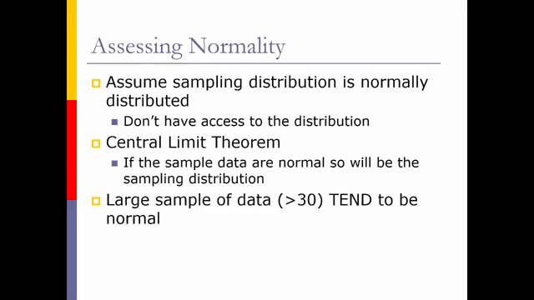All right, so how do we figure out whether or not we have normal data? We're always going to assume our sampling distribution is normal. We really only need to worry about this when we have small data sets. If we have small data sets, we may or may not have normal data. Now, traditionally, the central limit theorem says the larger the data set you have, the closer you get to normal data.